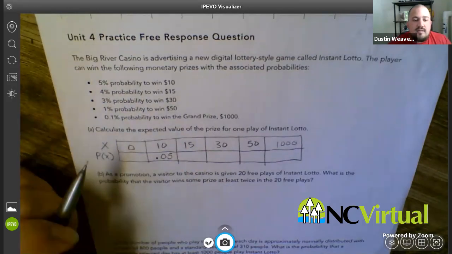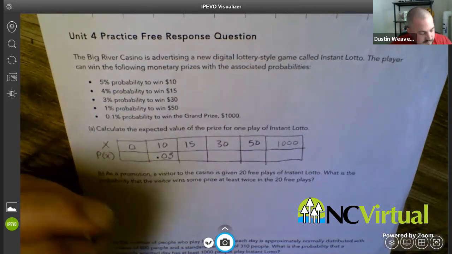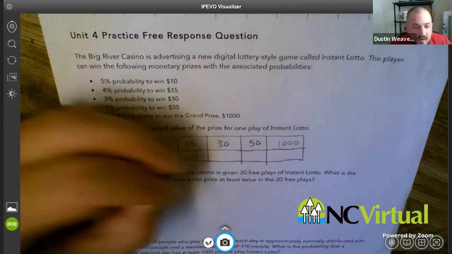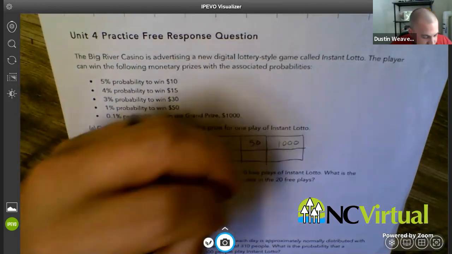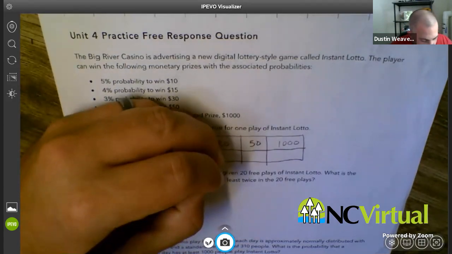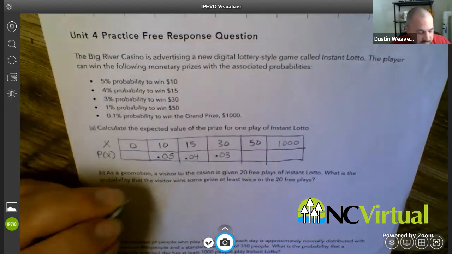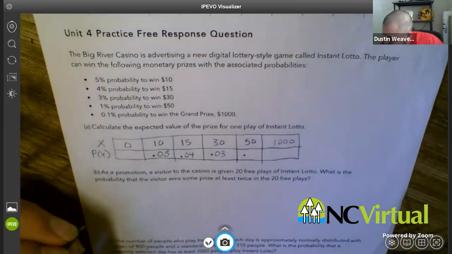There is a 4% probability to win $15. So that's 0.04. There is a 3% probability to win $30. That's 0.03. There is a 1% probability to win $50. So that is 0.01.